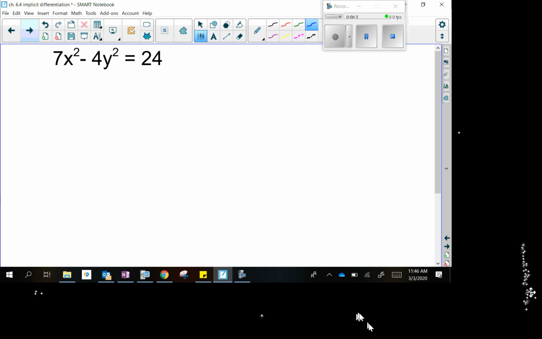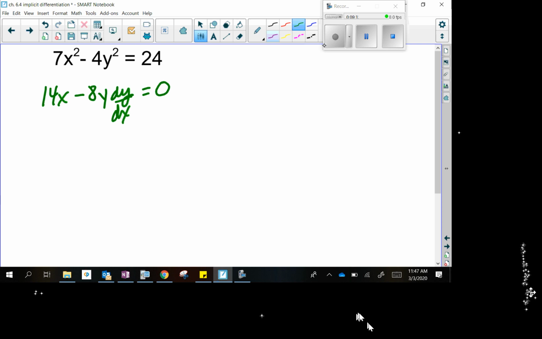So here again, terms without a y are the same. So 7x squared becomes 14x minus 4x squared, 4y squared becomes 8y. But again, we need to show the derivative of the y, so dy dx equals 0. Don't forget that it equals 0. Just remember that derivative of a constant is just 0.